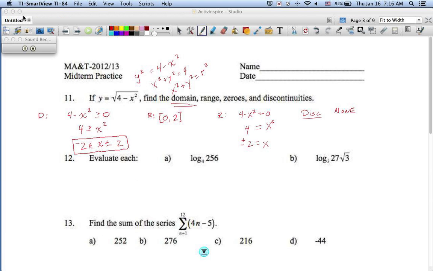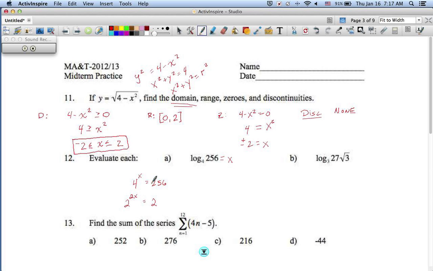let's jump down then to number 12 where we have to evaluate each. So log 256 base 4. So this equals something. Let's call it x. So 4 to the x equals 256. Well, I know 4 is the same as 2 squared. So that's 2 to the 2x.